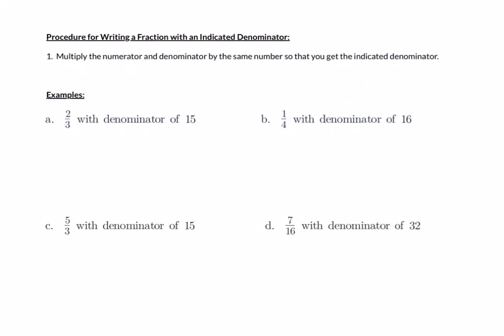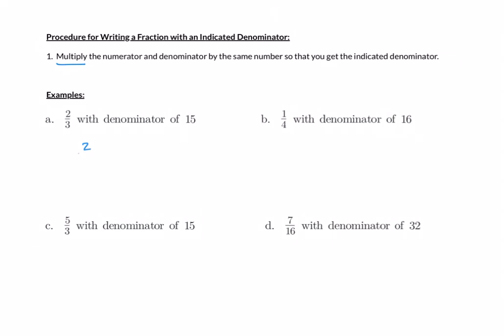We've already talked about simplifying fractions. In simplifying fractions, remember, we divide top and bottom by the same number. Now, not only can we do division to the top and bottom, but we can multiply the top and bottom by the same number. So to write a fraction with an indicated denominator, we're going to multiply the top, the numerator, and the bottom, or the denominator, by the same number so that you get the indicated denominator. So let's see how this works.